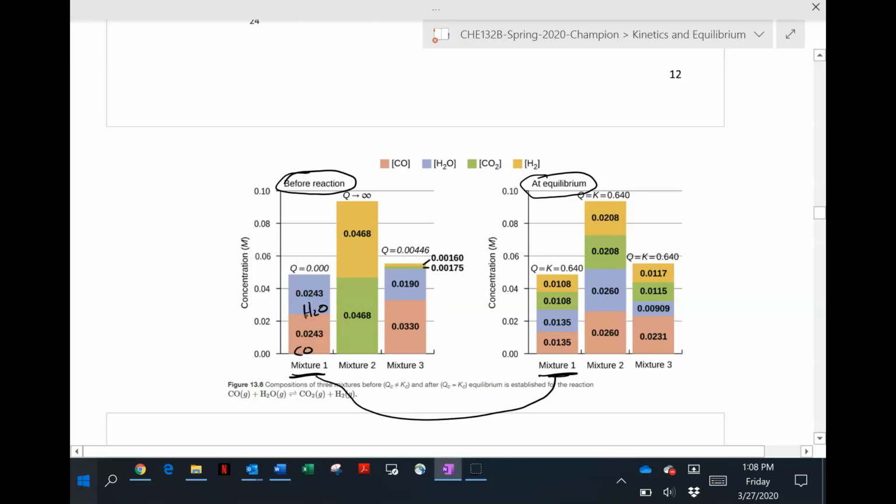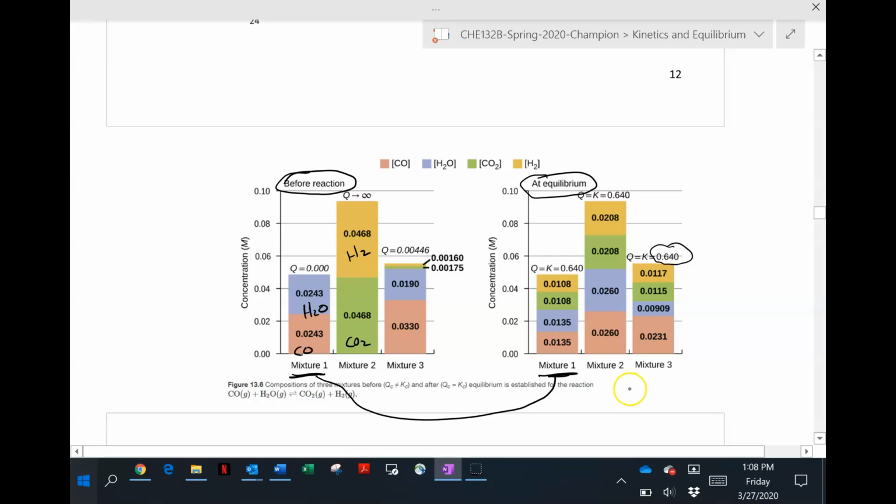So we start with just CO and H2O, and you see that those do indeed go down when we reach equilibrium. They go from 0.0243 to 0.0135. And we have the grow in of the CO2, which is the green color, and H2, which is the tan color there, maybe brown color. Anyway, you look at all three of these reactions, and every time the K value comes out to be the same thing, this 0.640.